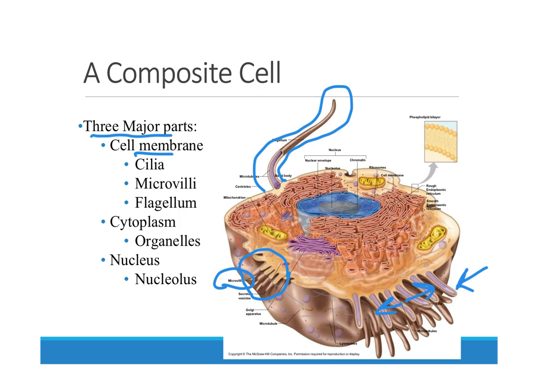This is only found on the sperm cell, and it allows the sperm to move through the vagina and into the uterus and fallopian tubes to fertilize an egg, if that is a possibility. The other two major parts of a cell are the cytoplasm, which of course is where you find the organelles, and the nucleus with its nucleolus inside of that. And we'll cover these three parts in a little more detail.